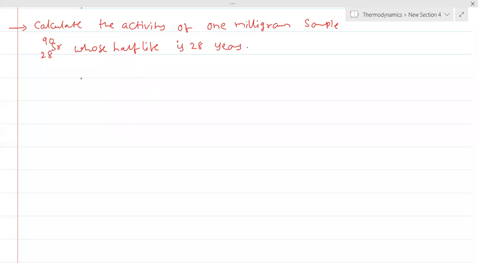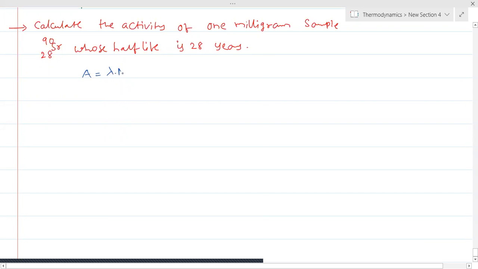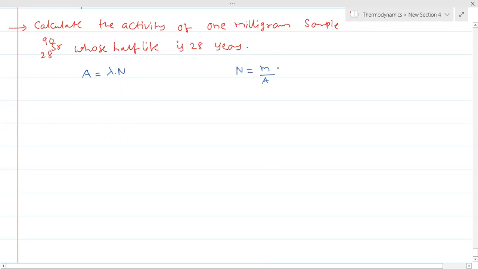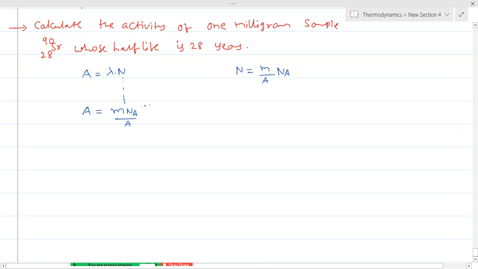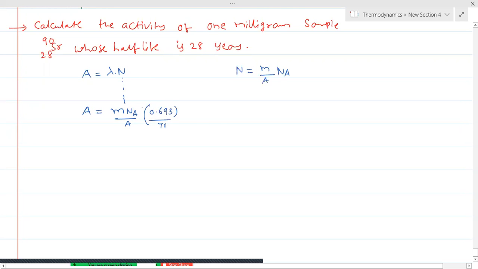First, activity A means lambda into N. But the number of active nuclei is not given, so first we need to find it. When the mass is given, we have a shortcut: N equals m by A into Na, which is m into Na by A. And lambda is 0.693 by t half.